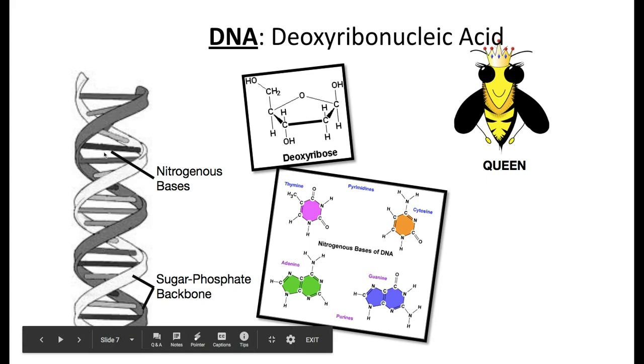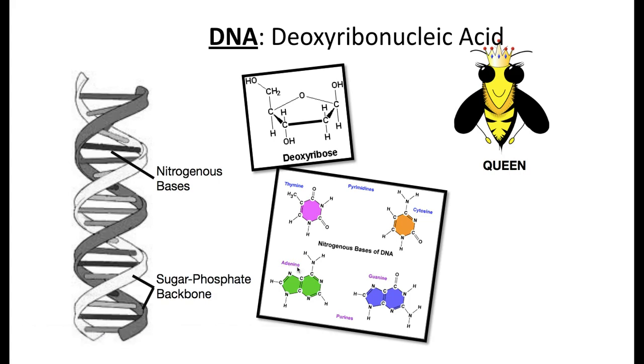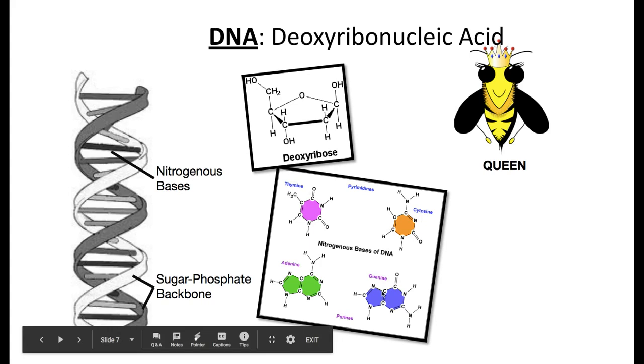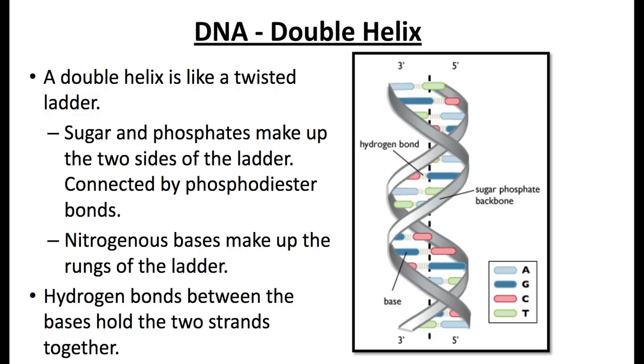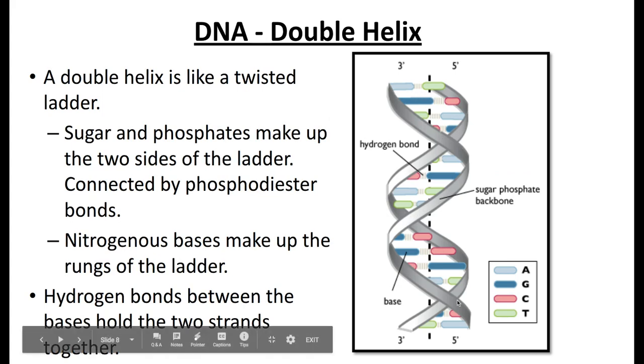I can see the rungs of the ladder, the middle part, are made of our nitrogen bases, which are adenine, thymine, cytosine, and guanine. And then on the sides, we have our sugar-phosphate backbone, which remember, we want our backbone to be very strong. So those are going to be connected by our strong phosphodiester bonds. So just some characteristics of our DNA, our double helix, that twisted ladder. Our sugar phosphates making up the two sides, as I said, connected by the phosphodiester bonds.